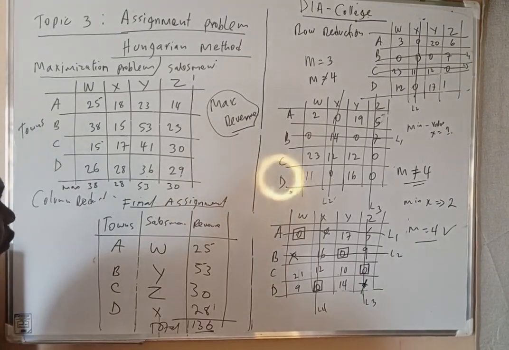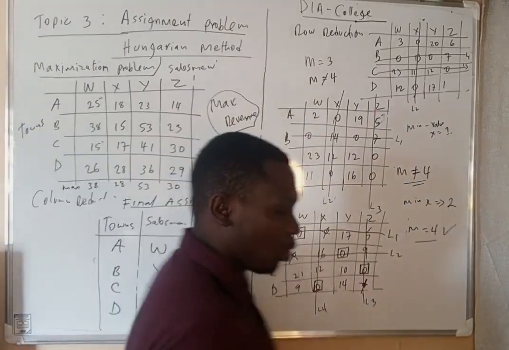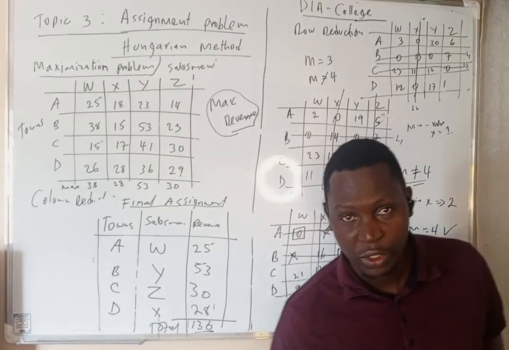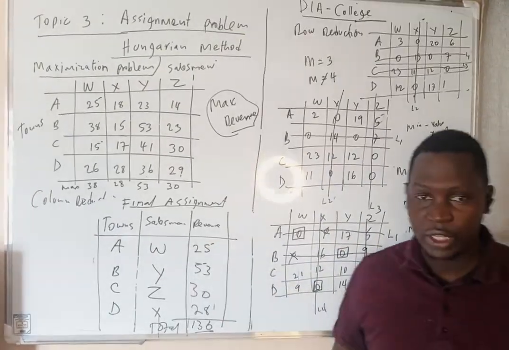So that is the expected revenue by using the maximization. That's how we solve a problem of assignment using maximization until we find our final allocation here.